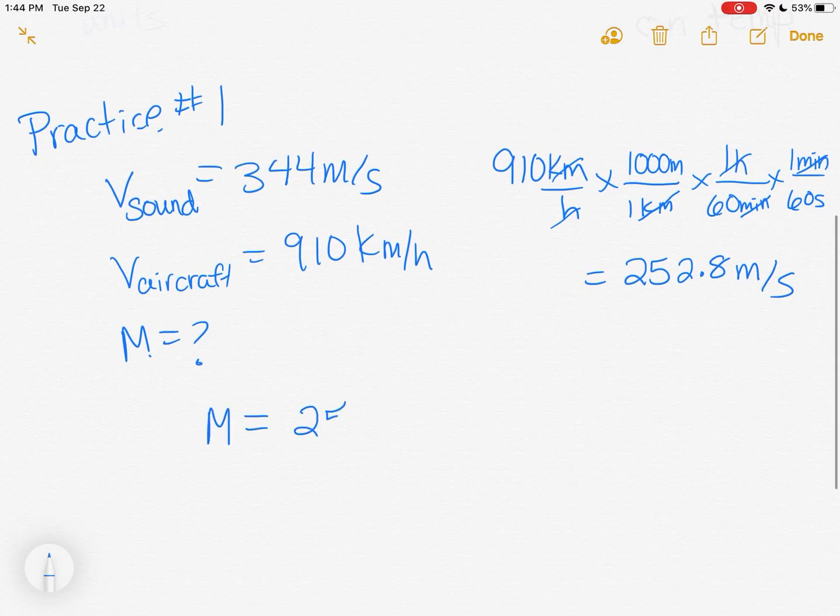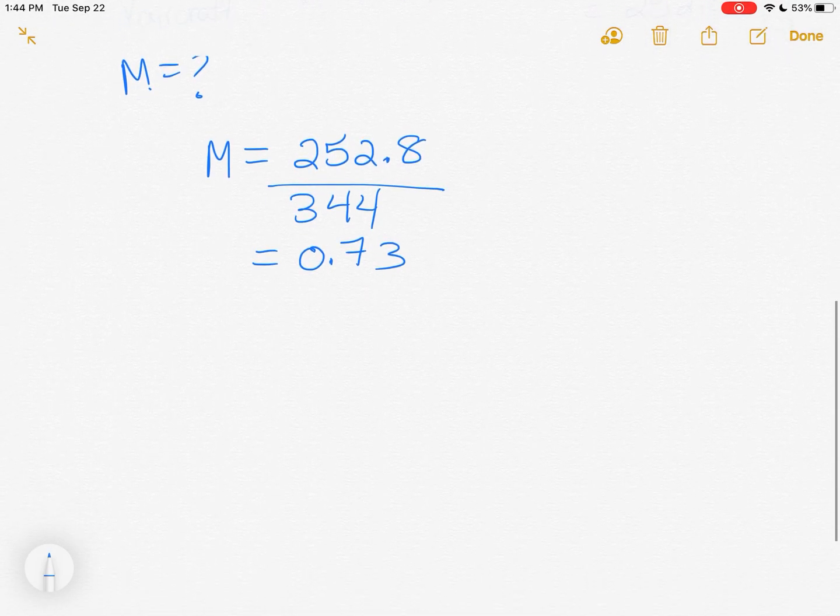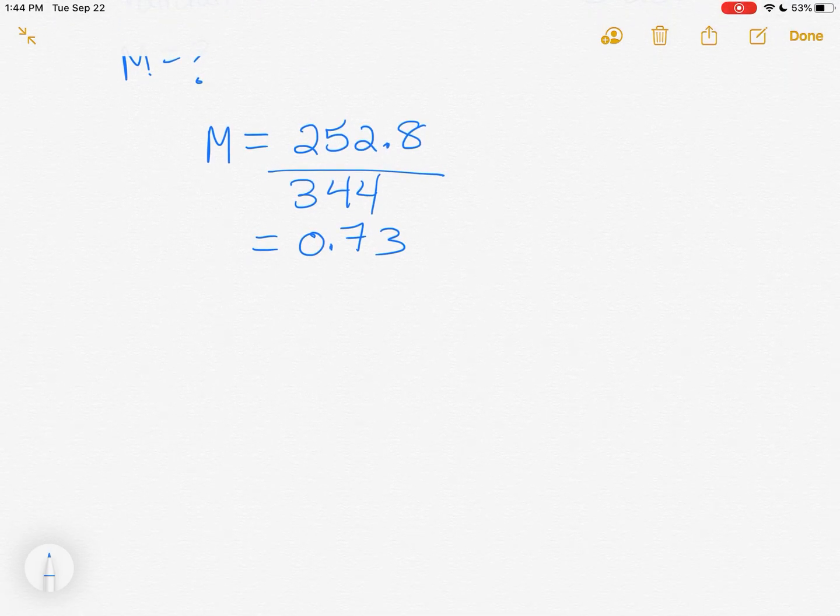So our Mach number is going to be the speed of our aircraft, 252.8, over our local speed of sound, which is 344. So 252.8 divided by 344. So we're getting a Mach number of 0.73. So no units for our Mach number. Okay, so then let's try a second example where we have Mach number. And let's use this to try and find our temperature.